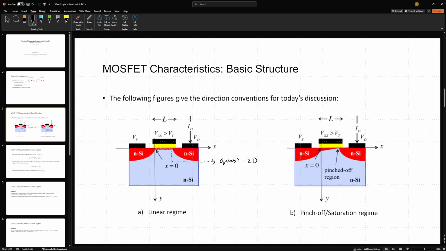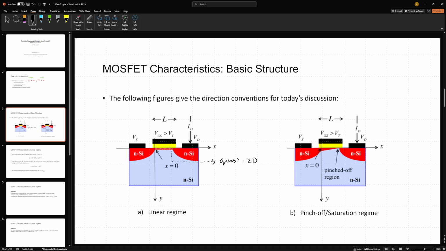For conventions, we will assume that moving from the gate through the substrate is the y-axis, and moving from the source to the drain is the x-axis. The source channel interface will be taken as x equal to 0 for reference purposes. We will also assume, a weak assumption although we will not be invoking it too much, that the length of the gate layer is equal to the length of the channel.